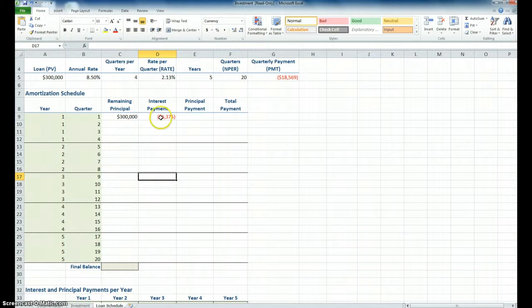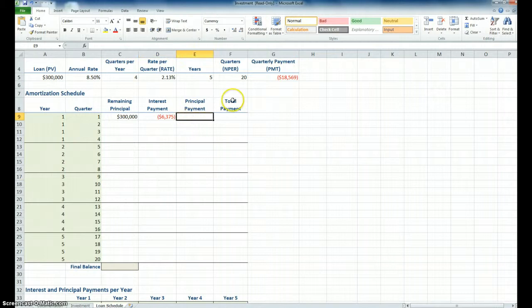Okay. What this is saying is of this first payment that we're going to make, this $1,800,569 we're going to make in the first quarter of the first year, $6,375 of it goes to interest. Okay, it doesn't go against the principal. All right. So if this amount goes to the interest, then this less this goes to the principal.